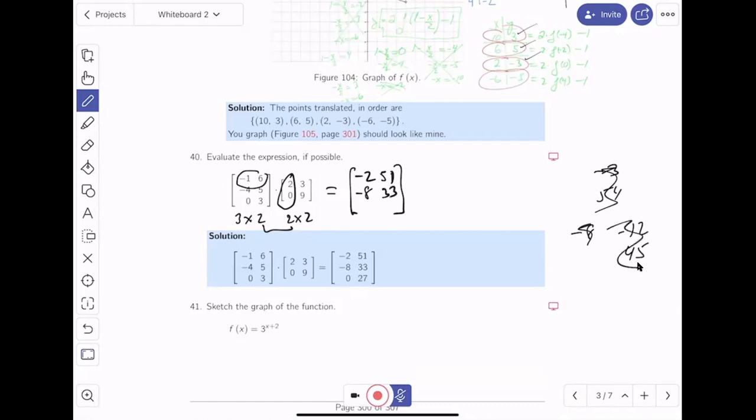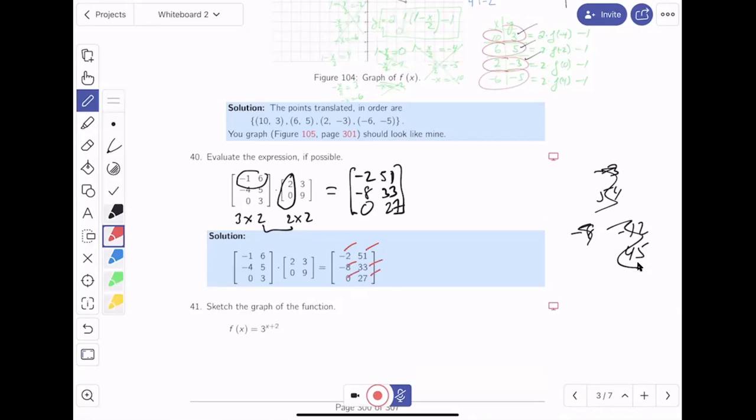And to the next one, it's going to be 0 and 0. That's pretty simple, 0. And then what do you get? 0 and 27, which is 27. Check the answer key, and I can't say it enough times to you. Please do that. Minus 2, 51, minus 8, 33, 0, 27. All right, sketch the graph.